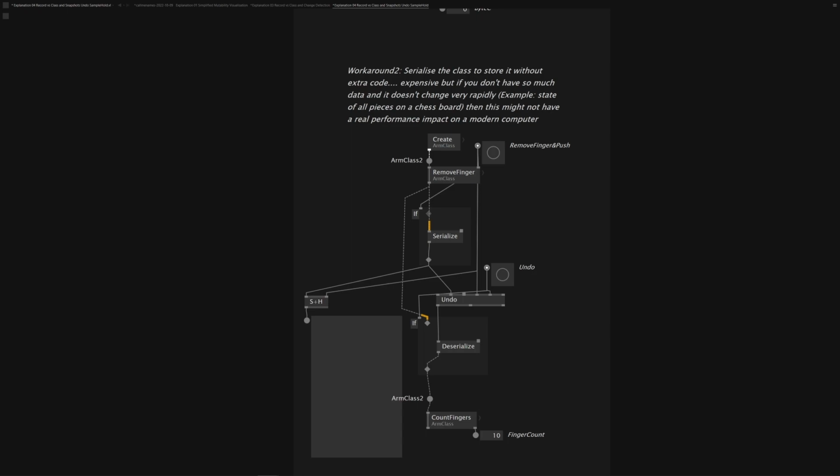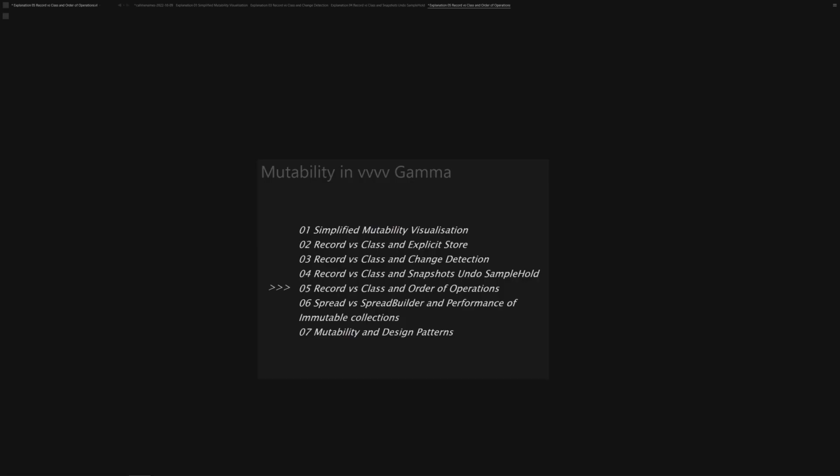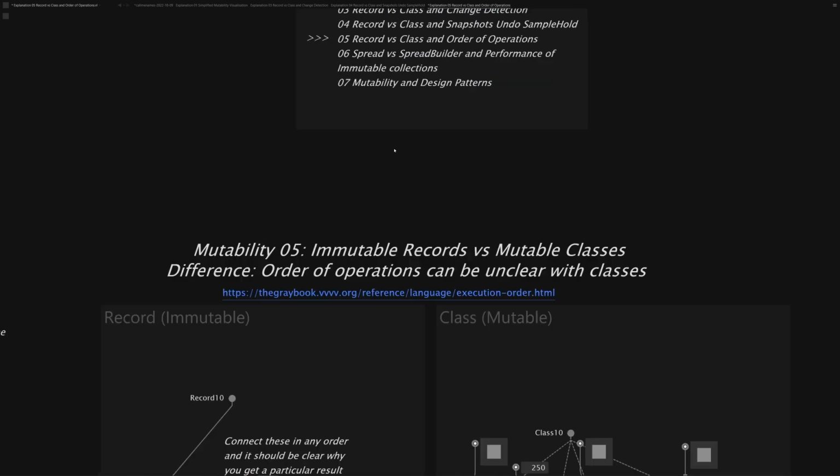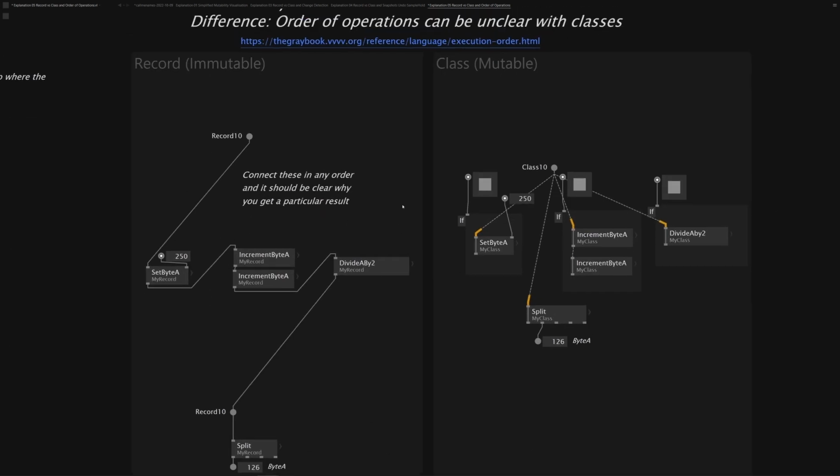Can you believe we are already at part 5 of this deep dive on mutability? Doesn't time fly when you're having fun? Thanks for all your patience and focus so far. This section looks at how classes can make the order of operations unclear. Let's jump into the examples.